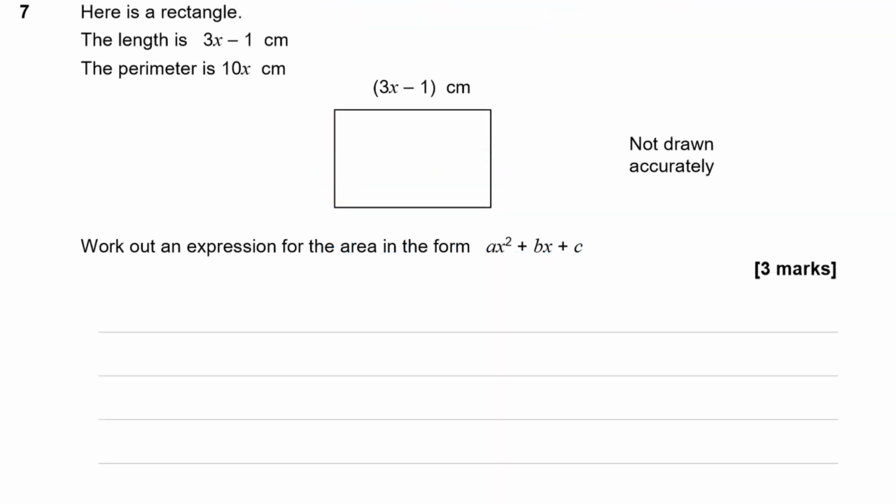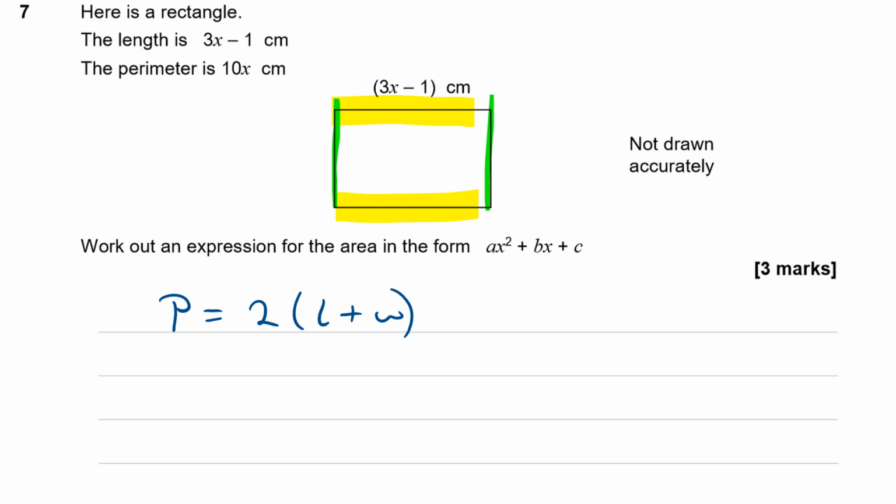Question 7. Here is a rectangle. The length is 3x minus 1 and the perimeter is 10x. Work out an expression for the area in the form ax squared plus bx plus c. Okay, so we know the perimeter and we know one of the lengths. Now the perimeter of a rectangle is 2 lots of the length plus the width. So we get that because I've got 2 lengths here and here that I add together to get the perimeter, and 2 widths added together.